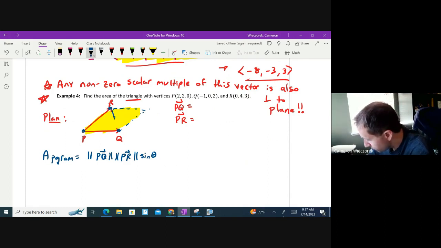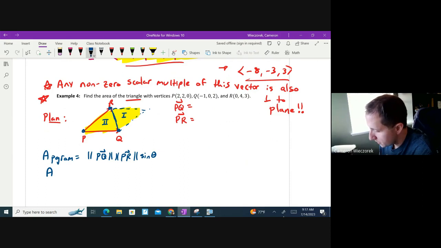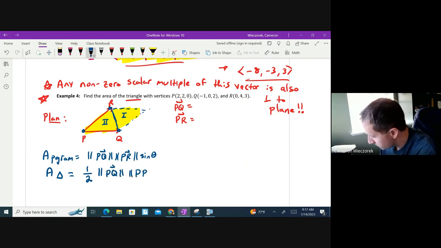Well, if I just want the triangle determined by these three vertices, P, Q, and R, I'm going to draw a little diagonal here. That splits the parallelogram exactly into two equal parts. Region 1 here and region 2 have the exact same amount of area. So if I want the area of the triangle, all I need to do is take 1/2 the area of that parallelogram. So I'm going to compute the area of the parallelogram, and then I'm just going to remember to divide by 2 or multiply my answer by 1/2. So I'm just going to put stars here. This is going to be our strategy for how we're going to compute this.